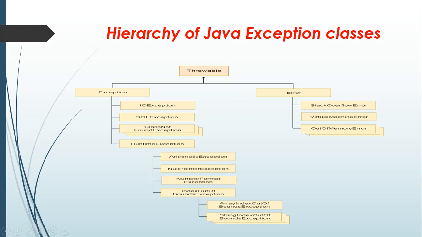and IndexOutOfBoundsException is again classified into two types: StringIndexOutOfBoundsException and ArrayIndexOutOfBoundsException. The second part is Error, which has three types: StackOverflowError, VirtualMachineError and OutOfMemoryError.